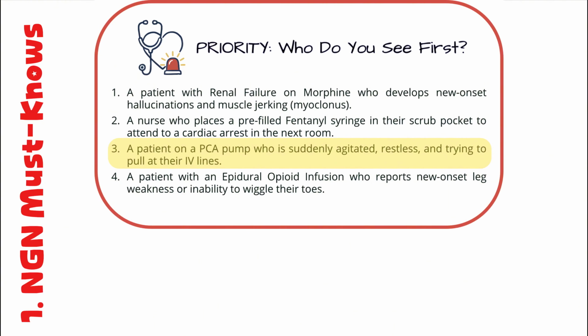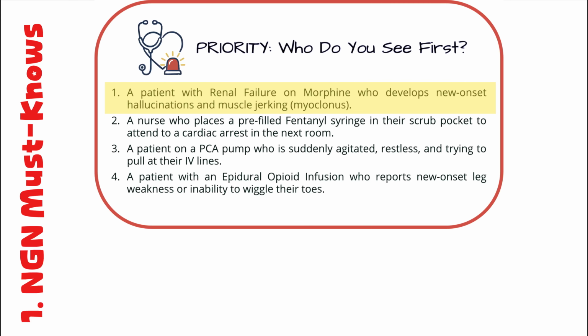Here is the breakdown for the rest of the traps on your screen. A patient with an epidural opioid infusion who reports new onset leg weakness or inability to wiggle their toes. This is a sign of an epidural hematoma. If not treated, the pressure causes permanent paralysis. A patient with renal failure on morphine who develops new onset hallucinations and muscle jerking. The kidneys aren't clearing the active metabolites, leading to severe neurotoxicity.